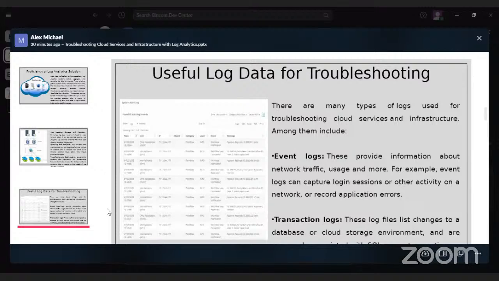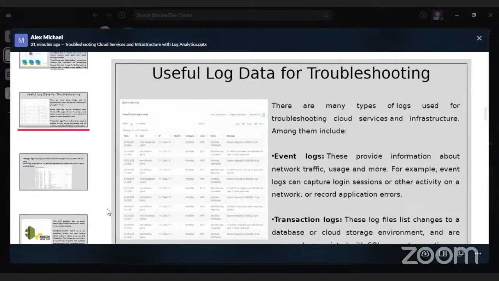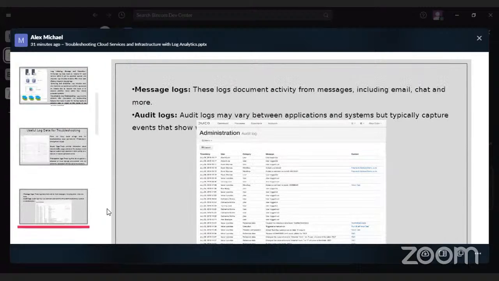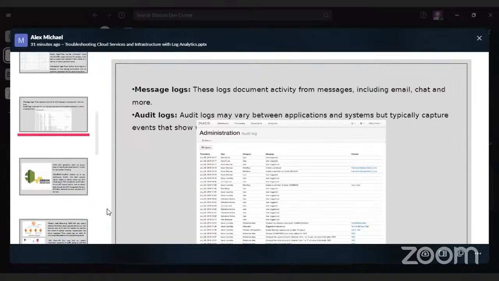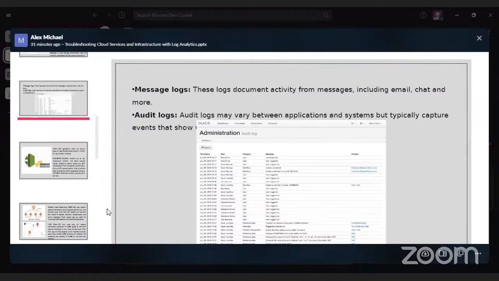So we have message logs, as I've mentioned, which also come in this same format. We have audit logs. Some years ago, I built a forex bot, and then I was trying to generate some problems in this.